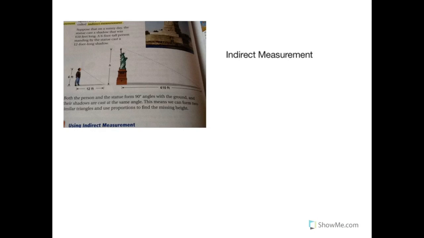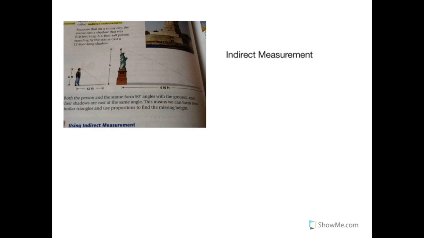Indirect measurement. In our book, it's actually separated out from the similar figures. Okay, but I wanted to use this example, and this actually is directly from our book, so you have it in your book, to show you how similar they are. So we'll kind of do them in two separate hits, but they're very similar. I want you to see that.